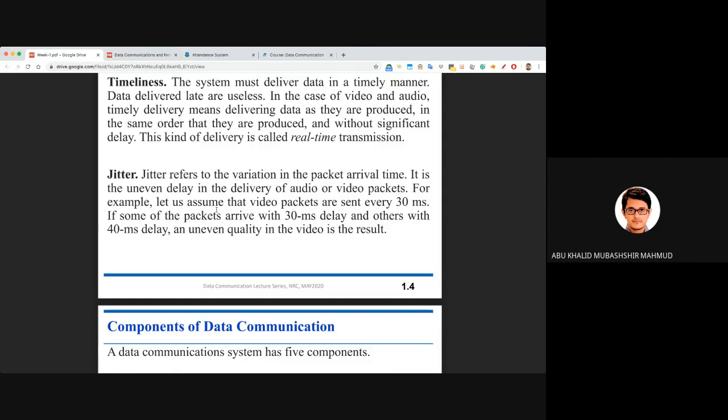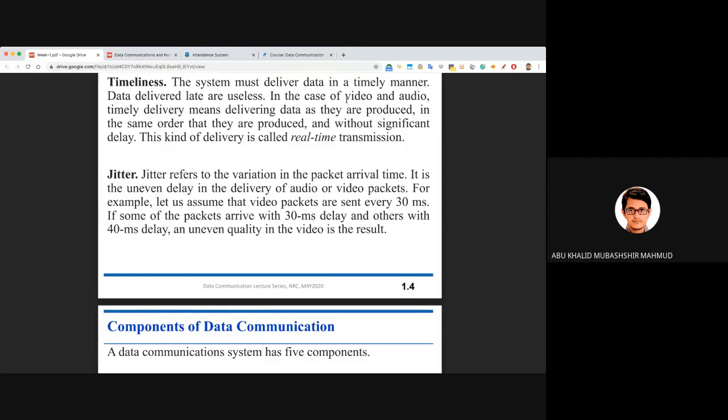For example, if I say the sentence in this manner, "system the must data deliver timely in manner a," it would not make any sense. The message should be clear. Therefore, the fragments that I used to give this example should be in a timely manner. The message should reach in a timely fashion. That's why timeliness is very, very necessary.